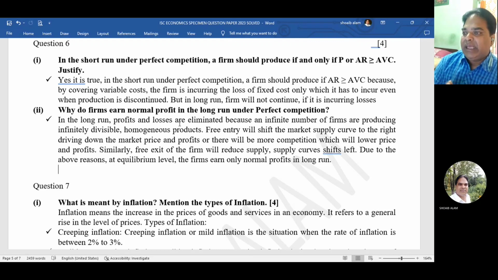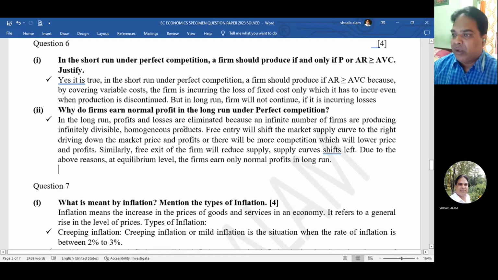Free entry will shift the market supply curve to the right, driving down the market price and profits, as there will be more competition, which will lower price and profit. Similarly, free exit of firms will shift the supply curve to the left. So due to the above reasons, at an equilibrium level, the firm earns only normal profits in the long run.